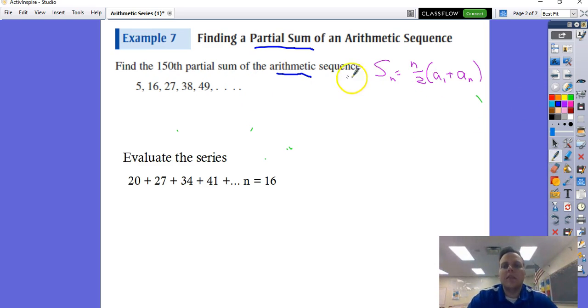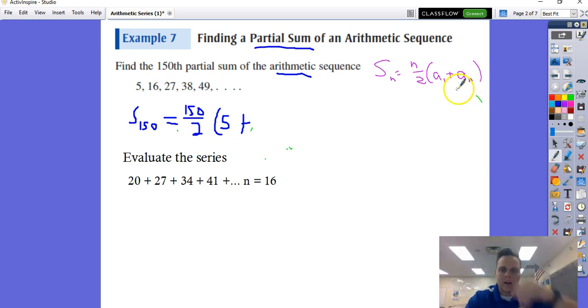All right, so this formula says sum of n, so sum of 150 in this case, is equal to the total number of terms. How many terms was the total? 150. Divided by 2 times the first term plus the what? I don't know the last term. That's a problem. Okay, so there's two ways I can approach this problem.